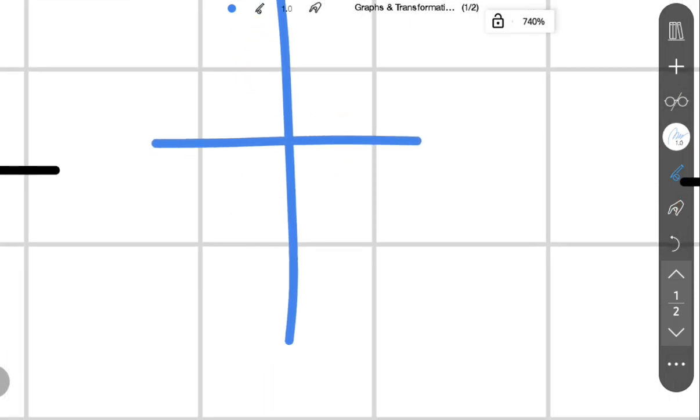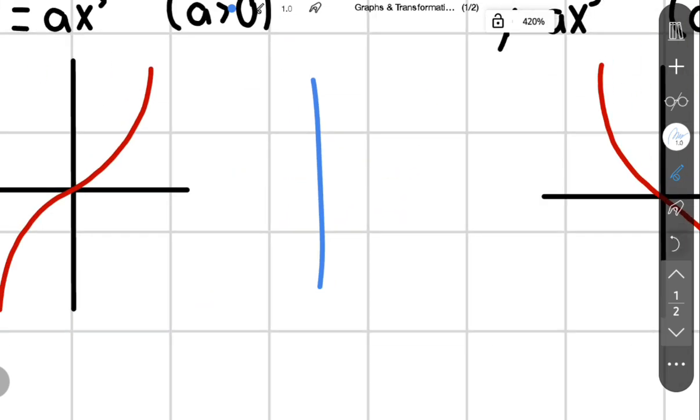I don't know why my tablet is acting up. It could look like this, or it could look like this, but either way, the general form is that it's going to follow some sort of shape like that.